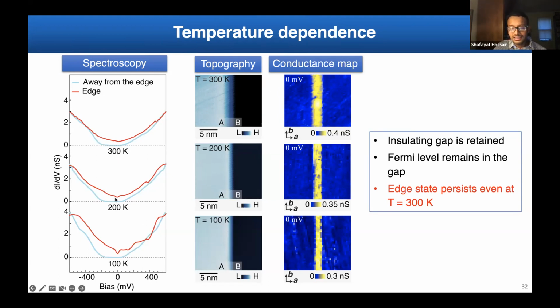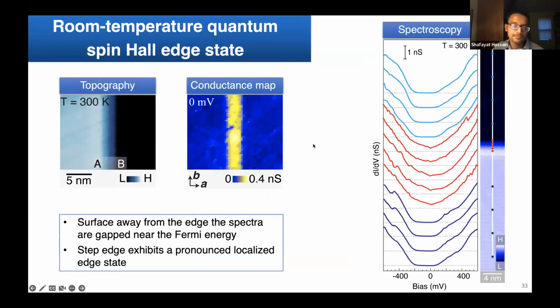And they all survive even at 300 Kelvin. And importantly, the Fermi level always stays within the gap. So there is an edge state at 300 Kelvin within the bulk gap and at the Fermi level. This can also be seen in the conductance maps. At all 3 temperatures, there is an edge state at the Fermi level.